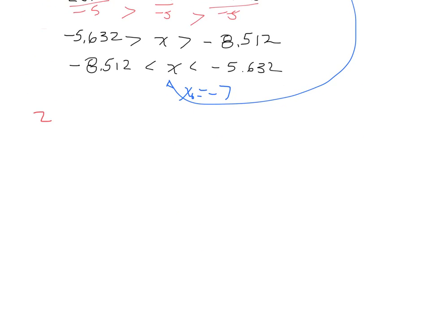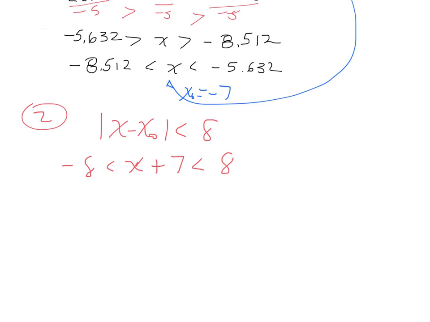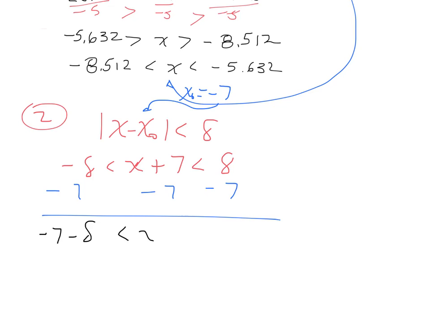This is our step 1, and now step 2 is where we center it within the interval. Step 2 is where we have the absolute value of x minus x naught less than delta, where our x naught is negative 7. So I get minus delta less than x plus 7 less than delta. All I did was plug in negative 7 there. Now subtract 7 from all 3 pieces, so I get negative 7 minus delta less than x less than delta minus 7.